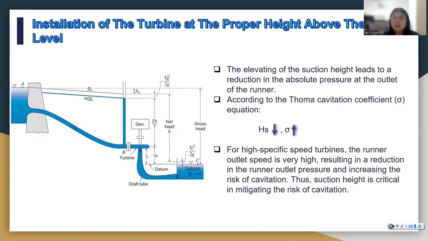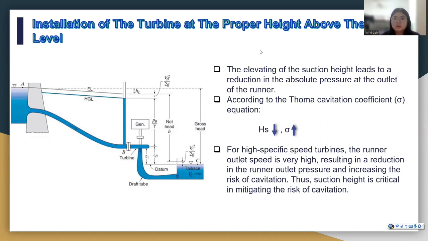the runner outlet speed is very high, resulting in a reduction in the runner outlet pressure and increasing the risk of cavitation. Thus, the suction height is critical in mitigating the risk of cavitation. The main objective is to find a suitable setting level for the hydroturbine to reduce change in efficiency and cavitation erosion. Okay, that's all for me.